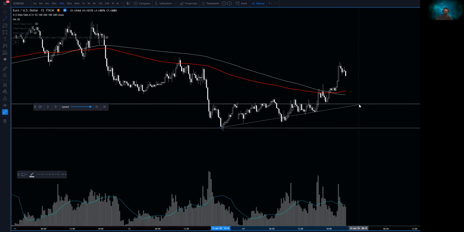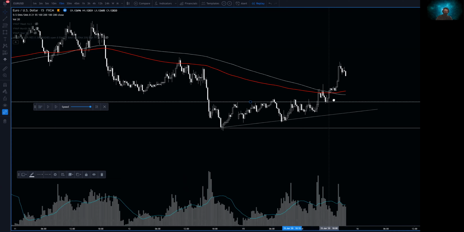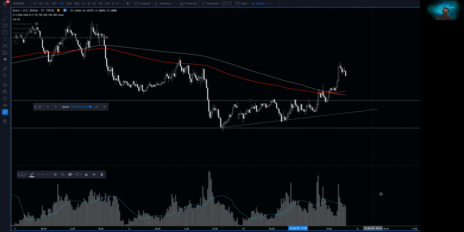Now I can draw the diagonal just to define a pattern, and I will move this line to those swing highs. And now I can see clearly it was some kind of a triangle. As soon as it broke here, I would probably like to long it here on the retest. Why not? This is my concept.